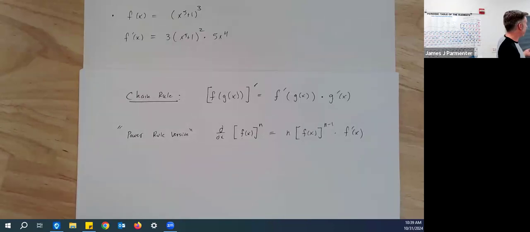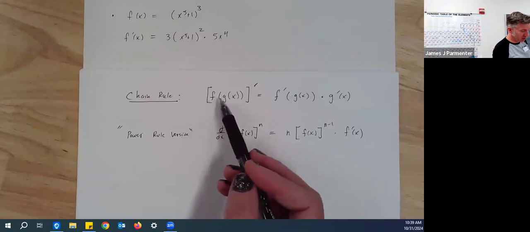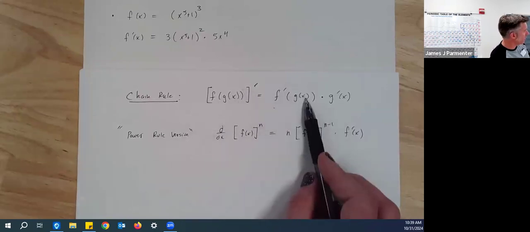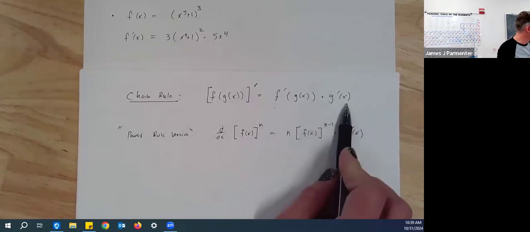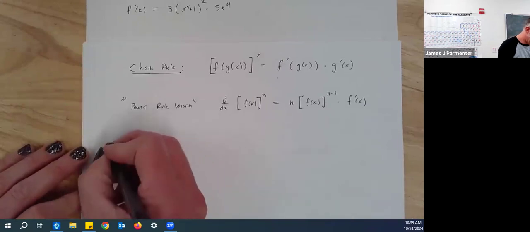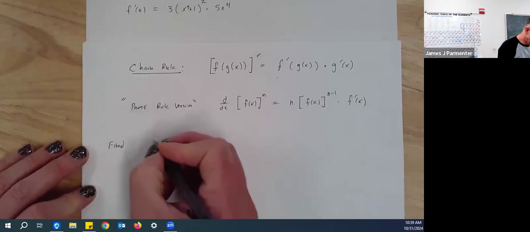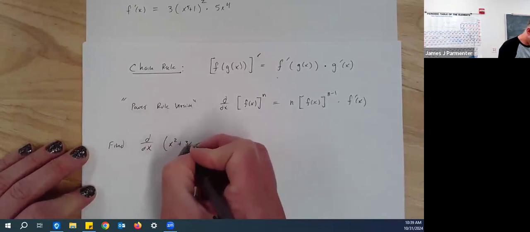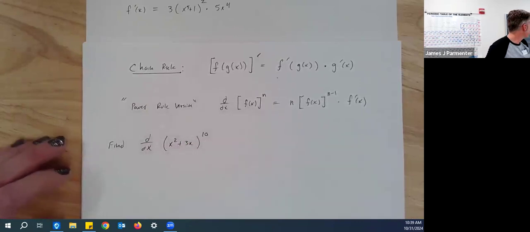We just talked about how if you take the derivative of f of g of x, it's going to be the derivative of the outside function. You leave the inside stuff alone, and then you multiply by the derivative of the inside stuff. So let's do some more examples. Let's say we want to find the derivative of x squared plus 3x to the 10th power.